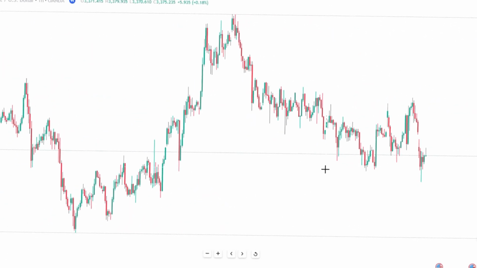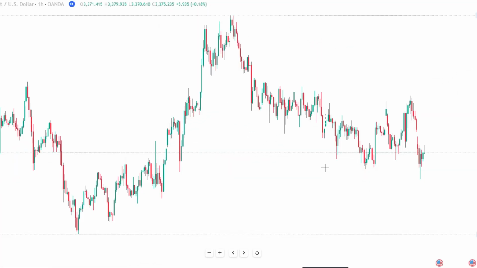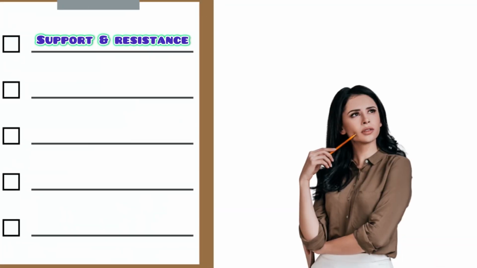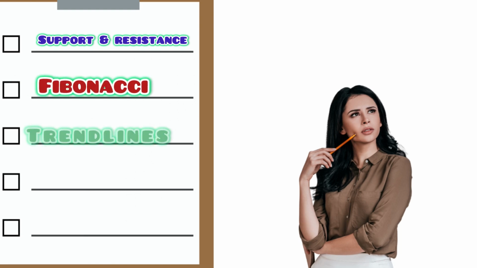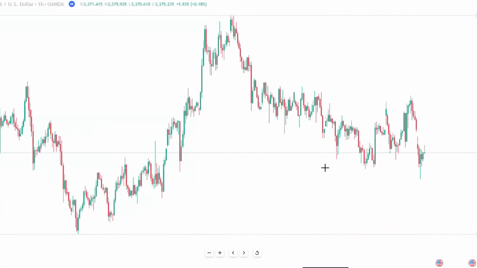Now, there are many different things that we can use as confluences. Some of them would be support and resistance, or Fibonacci, trend lines, moving averages, indicators like our RSI, MACD, or just pure price action, right? Now, let me kind of solidify some of these confluences that you can use. I'm going to start off with my favorite, the one that I use all day, every day. It's literally market structure and Fibonacci, right?